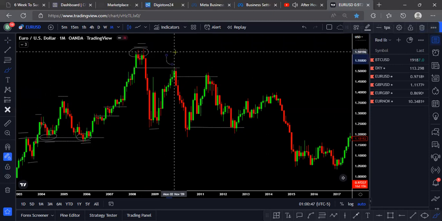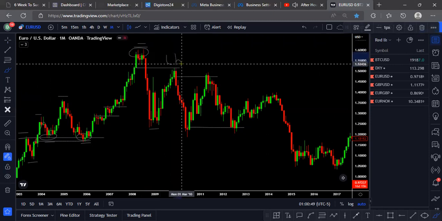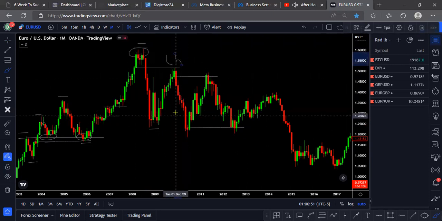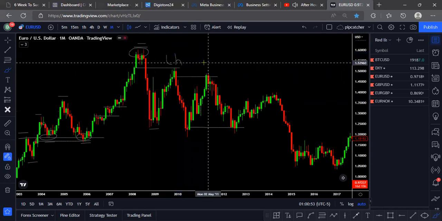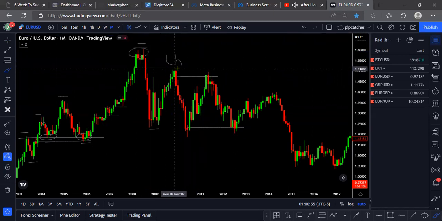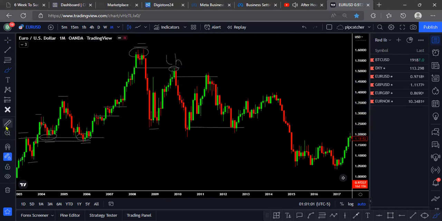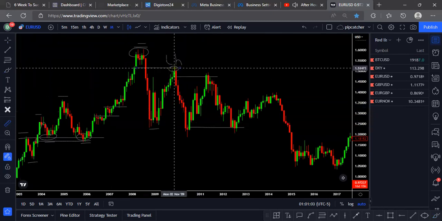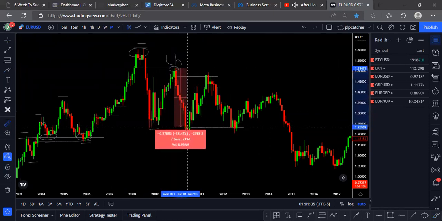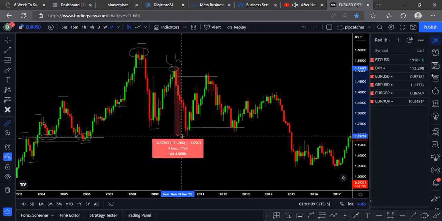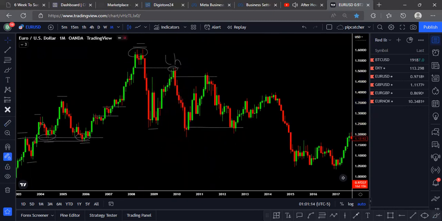But what happens? In this area, we create a lower high. And what happens here? We get a nice rejection and a huge push to the downside for, let's say, 2,814 pips, plus 3,000 plus, right? So, crazy setup, lower high.